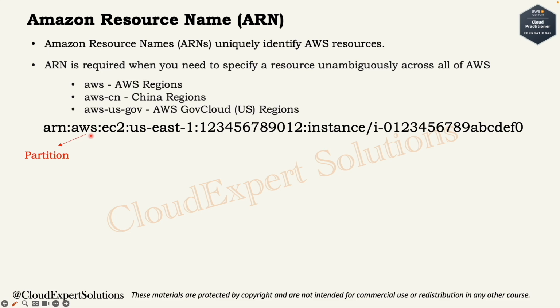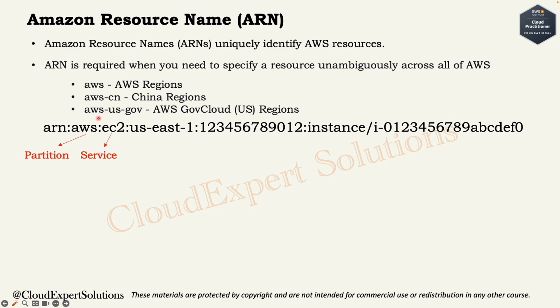Apart from aws, there could be two more options. For the AWS China region, it can be aws-cn, and for the AWS GovCloud region, which is specifically for US government workloads or any high security workloads, you can see aws-us-gov. The next component is ec2, which signifies the service, and this service namespace identifies which AWS product.